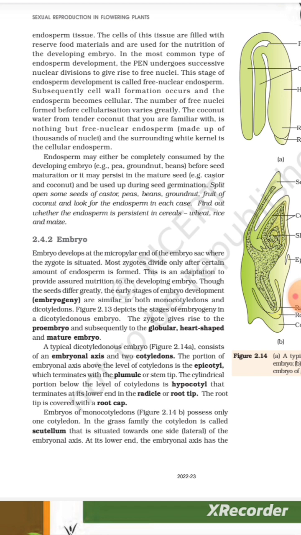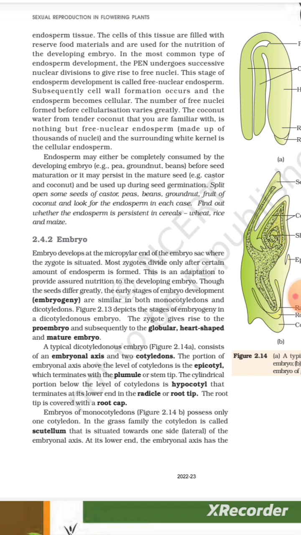2.4.2 Embryo. Embryo develops at the micropylar end of the embryo sac where the zygote is situated. Most zygotes divide only after a certain amount of endosperm is formed. This is an adaptation to provide assured nutrition to the developing embryo. Though the seeds differ greatly, the early stages of embryo development, embryogeny, are similar in both monocotyledons and dicotyledons. Figure 2.13 depicts the stages of embryogeny in a dicotyledonous embryo. The zygote gives rise to the proembryo and subsequently the globular, heart-shaped and mature embryo.